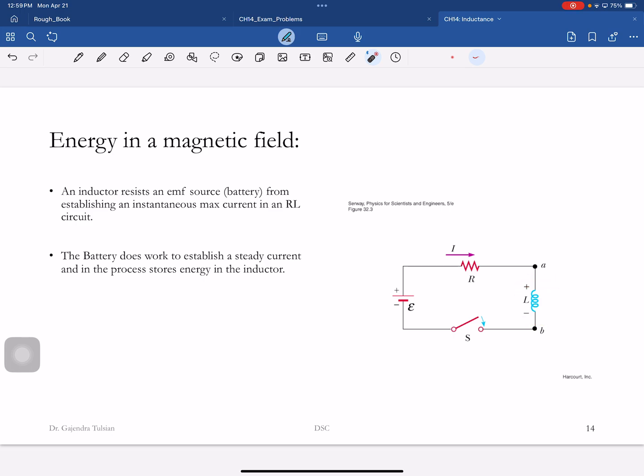So if I lift this object up, what am I doing? I did work on this object, and that work done is stored as potential energy there. Why is it called potential? Because I can release it anytime I want. So the battery does work to establish a steady current, and in the process stores energy in the inductor.